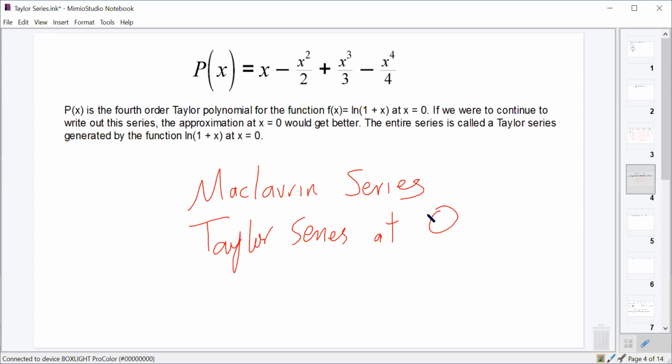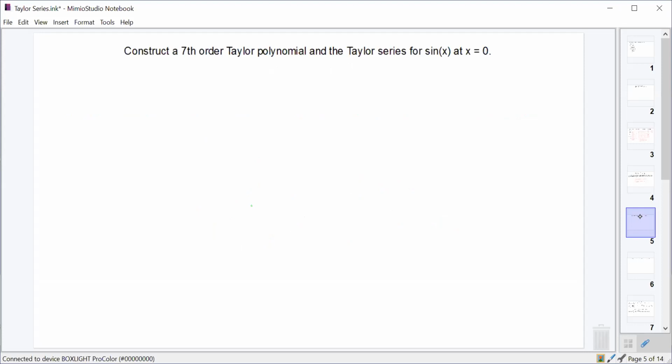But before we do that, I want to take a look at a couple of pretty cool little cases that we're going to see. So we're going to construct a 7th order or 7th degree Taylor polynomial. You might see either one, 7th order or 7th degree. And then figure out the Taylor series for sine of x at x equals 0. So what are our steps going to be for this? What do we need to do first?